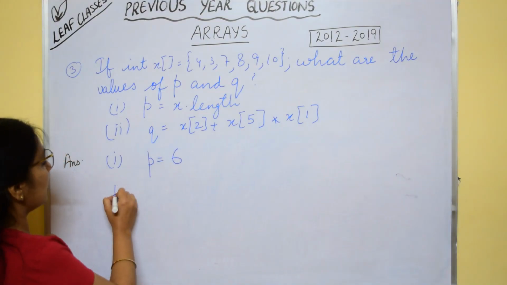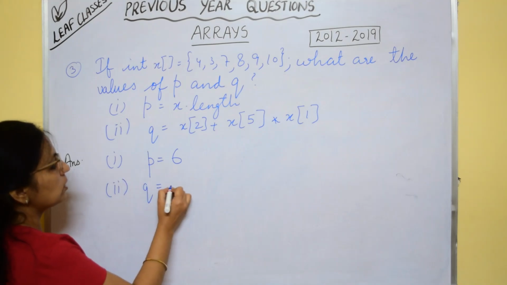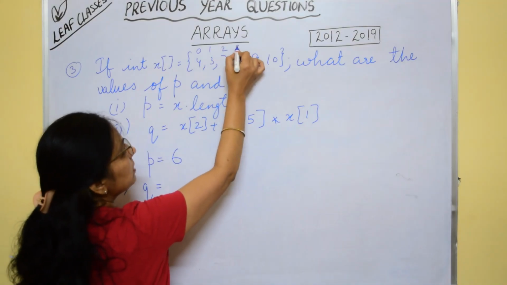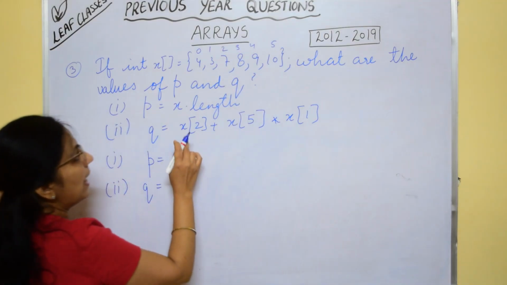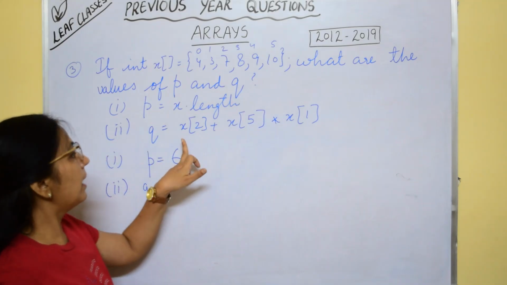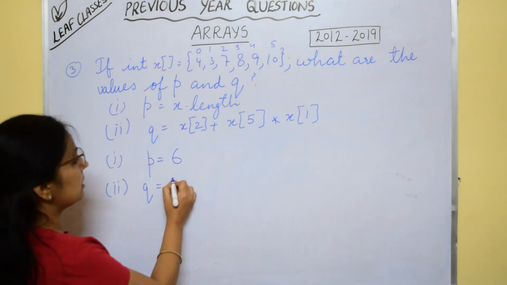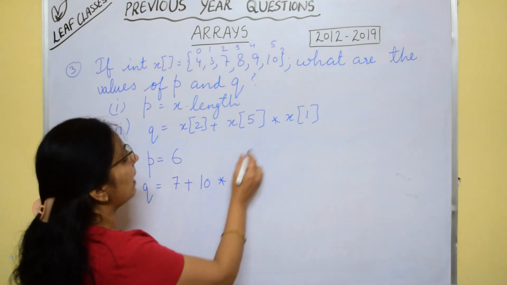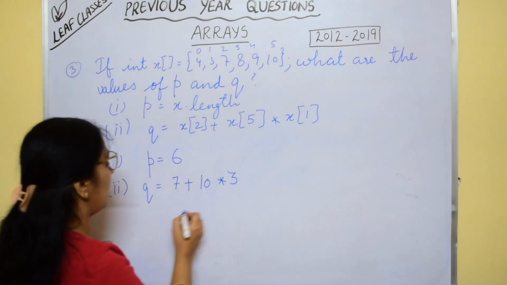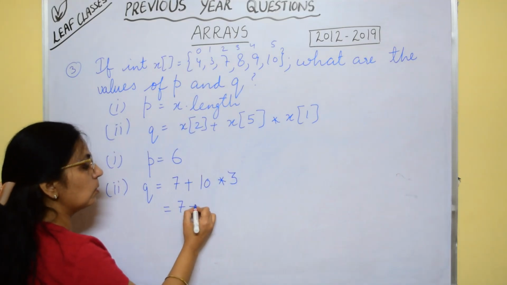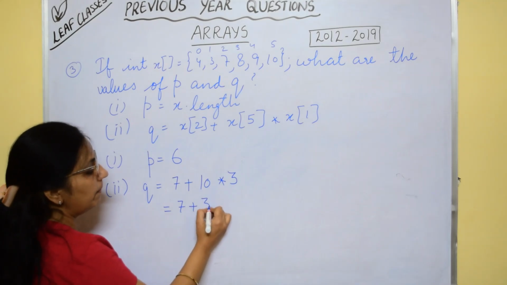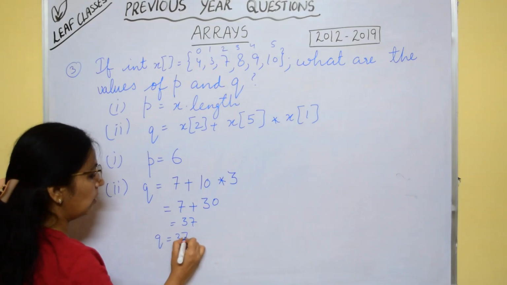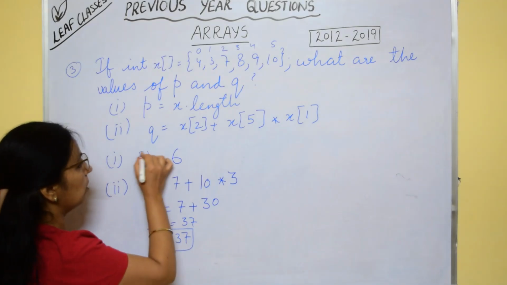Okay. Then second part of this is q equals to x[2]. The first index number is 0, starts from 0 in any array, and the last is size minus 1. x[2] is 7 plus x[5] is 10 multiplied by x[1] is 3. So here according to BODMAS rule, we have 7 plus 30, this equals to 37. So your answer is q equals to 37 and p equals to 6.